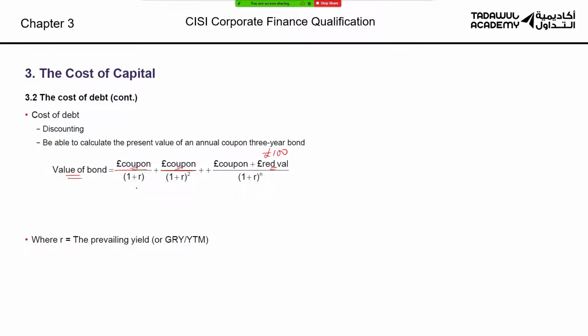What discount rate should we use for bonds? We use the yield to maturity or the gross redemption yield. In the case of a 3-year bond, you're going to get a coupon in the first year, a coupon in the second year, and in the third year, you're going to have both a coupon and the redemption value.